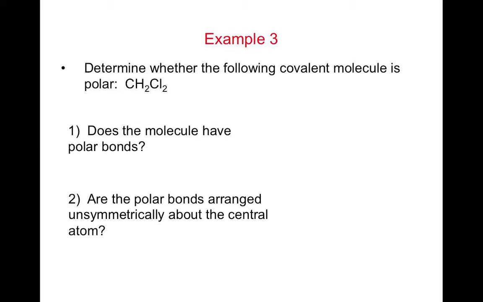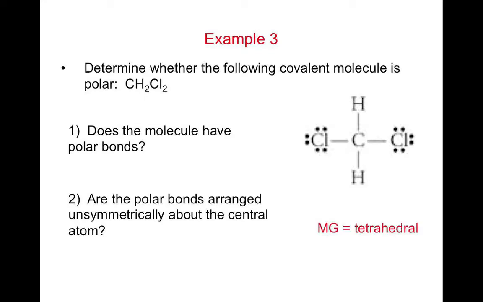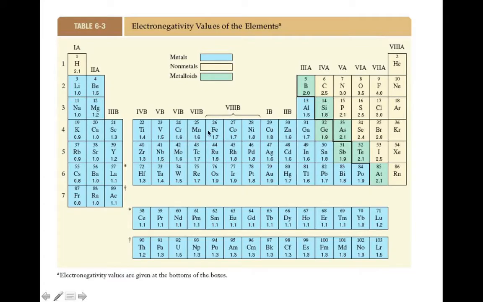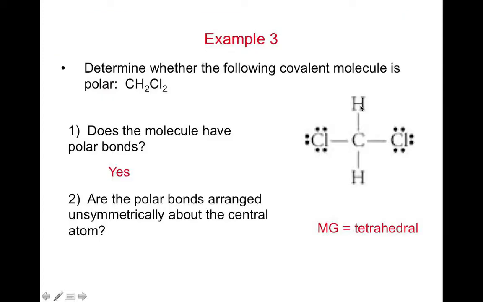Here's a third example. So I've got CH2Cl2. So here's our Lewis structure. I have 4 electron groups, no lone pairs again. So again, I have tetrahedral. So let's see if I have polar bonds or not. So again, carbon-hydrogen, non-polar. But the carbon-chlorine bond is going to be polar. So I do have polar bonds.